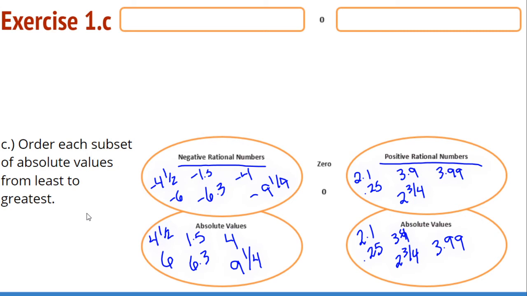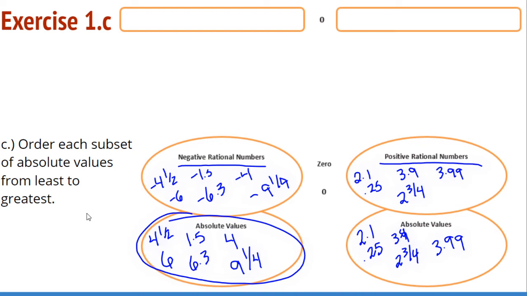We are going to order each subset of absolute values from least to greatest. So I'm looking at the absolute values now, and I want to put them in order from least to greatest, the least absolute value to the greatest absolute value. Looking at the absolute values for the negative rational numbers, the least, and of course this is a great time to pause the video and do this by yourself and then compare your work with my work.